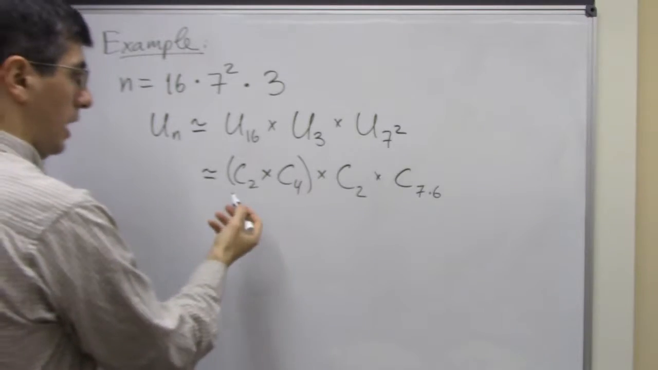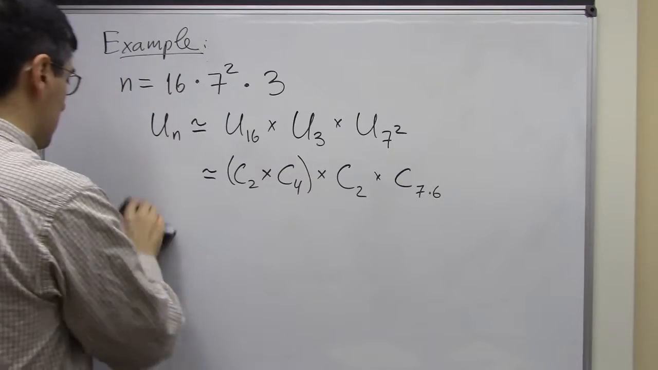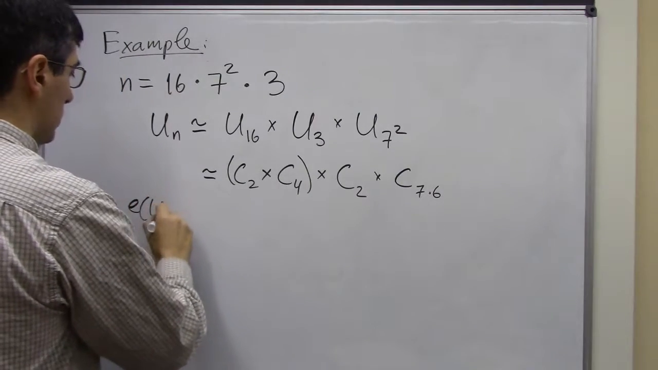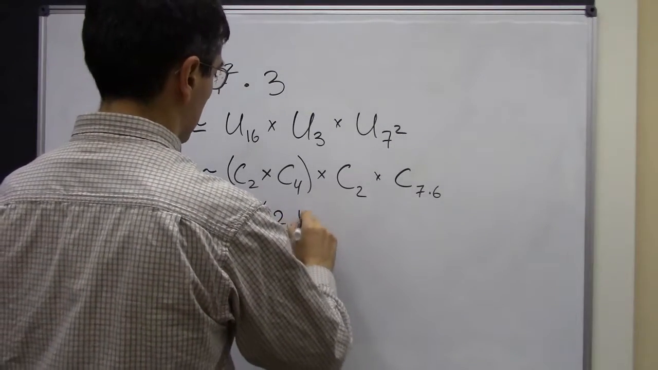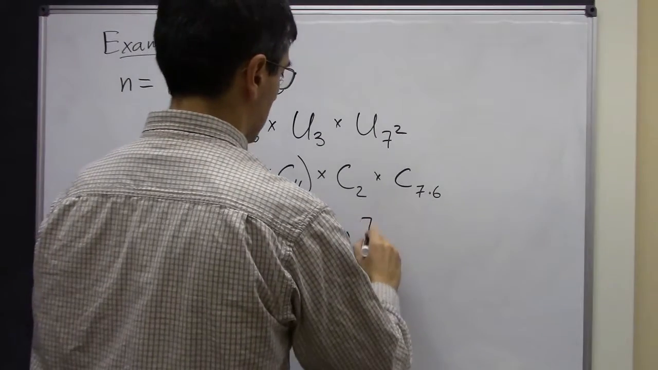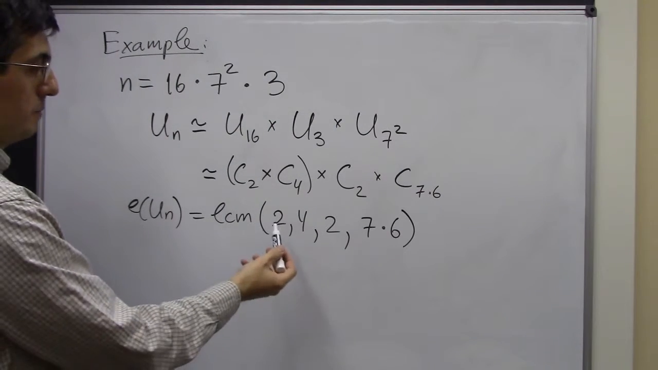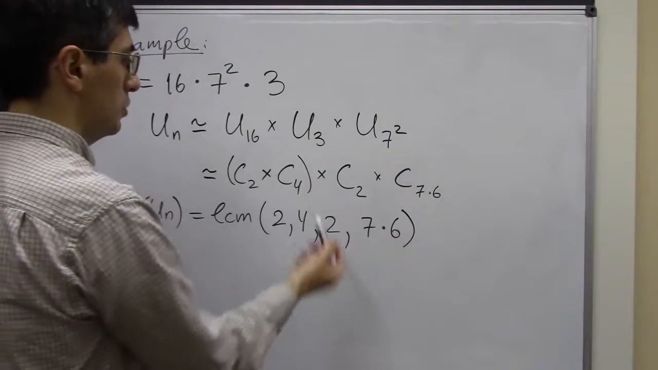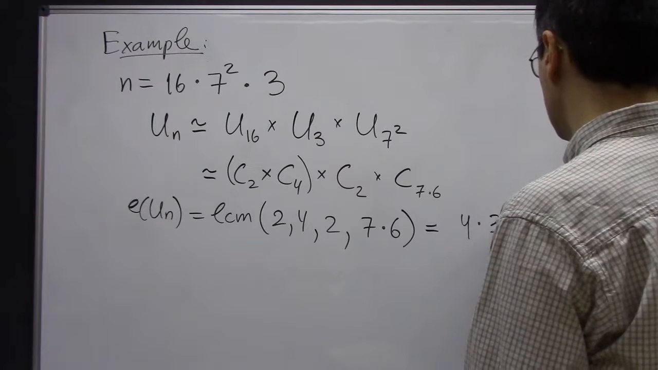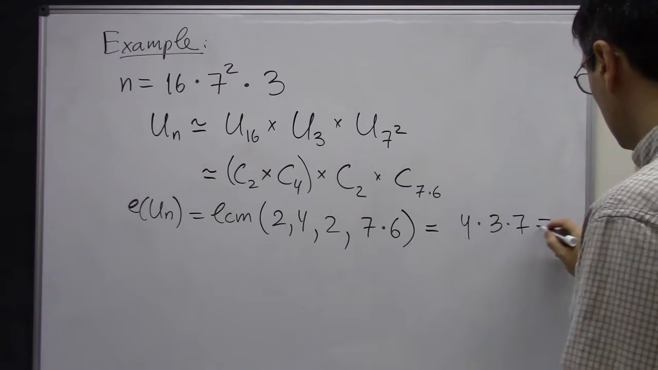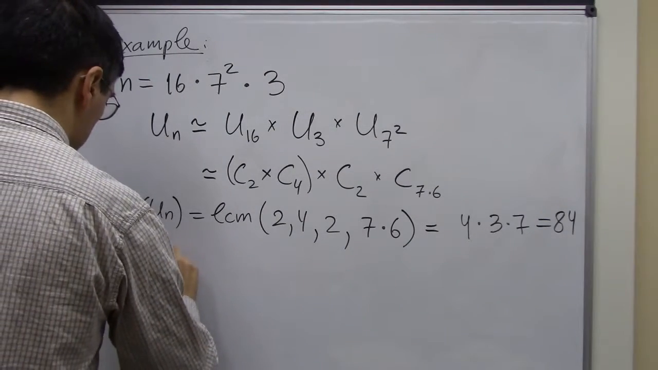All right, so now having this decomposition, if we apply that abstract algebra theorem, the exponent of Un is the LCM of 2, 4, 2, 7 times 6. What's the LCM? Well, these 2's are redundant, and there is a 2 here. And you get that the LCM is 4 times 3 times 7, which is 84. If you compare this to the Euler number, this is much smaller.